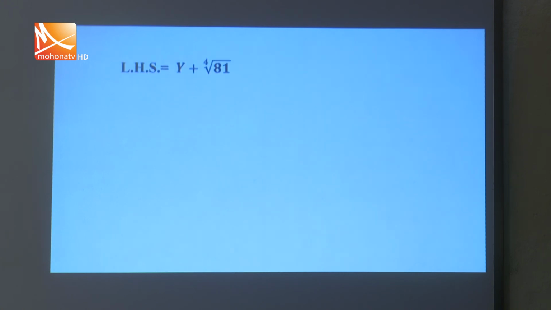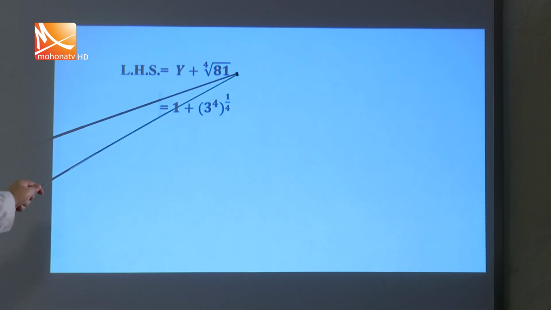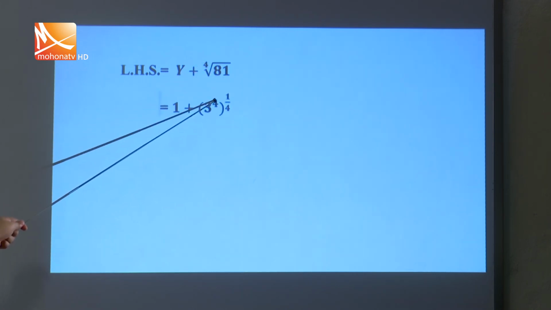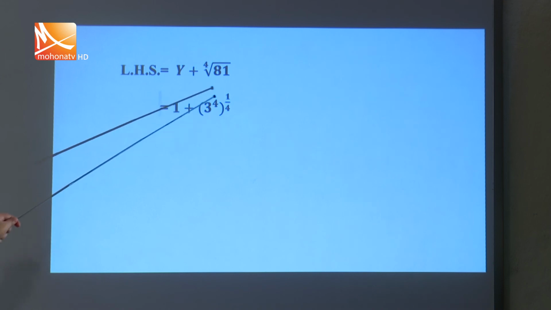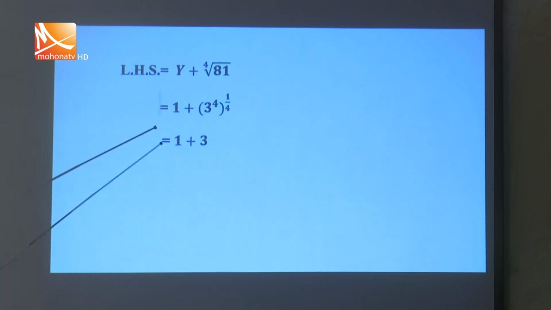And let's see, in our left hand side we have y plus the 4th root of 81, and from our previous slides we have y equal to 1. So, if we put y equal to 1 plus the 4th root of 81, we can write 81 as 3 to the power 4, and this 4th root we can express as the power 1 over 4, and if we multiply them we will get only 3. So, here 1 plus 3 equal to 4, which is in our right hand side.